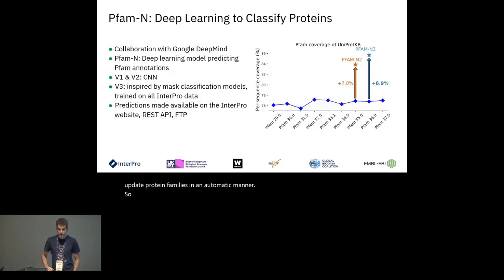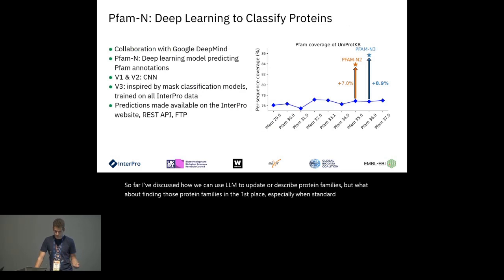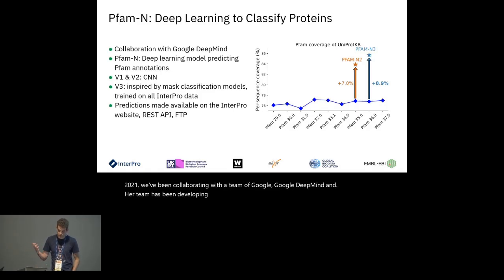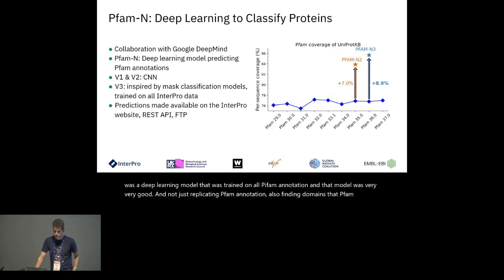So far I've discussed how we can use LLMs to update or describe protein families, but what about finding those protein families in the first place, especially when standard traditional methods such as HMMs fail? This is where deep learning comes in. Since 2021, we've been collaborating with a team of Lucy Colwell at Google DeepMind, and her team has been developing a deep learning model to predict, at first, Pfam annotation. It was a deep learning model that was trained on all Pfam annotation, and that model was very, very good at not just replicating Pfam annotation, but also finding domains that Pfam HMMs were failing to annotate or to find.